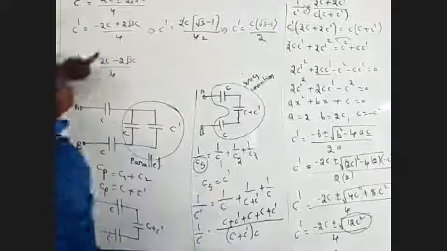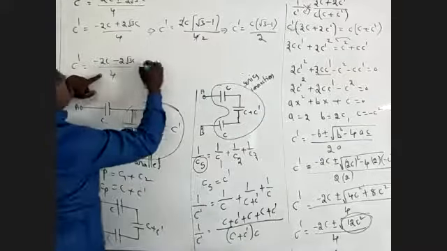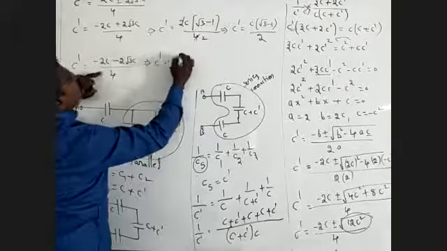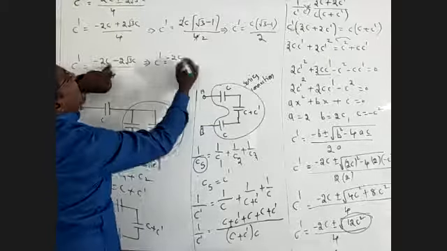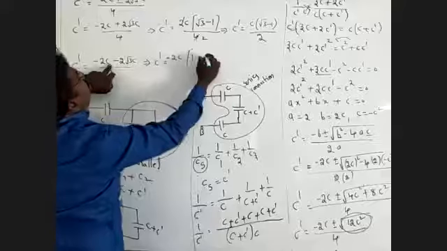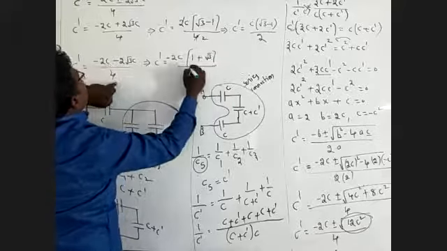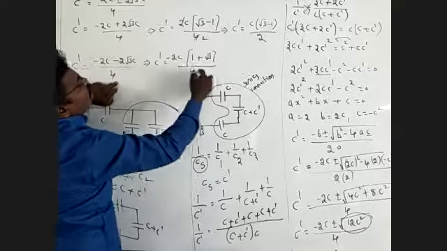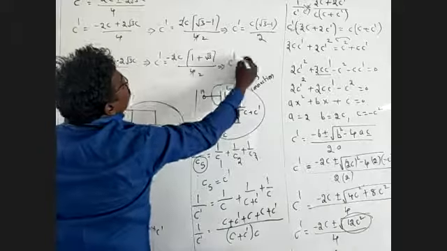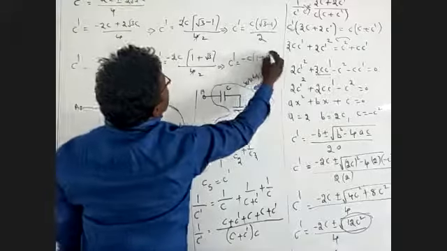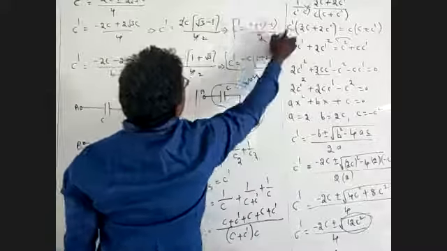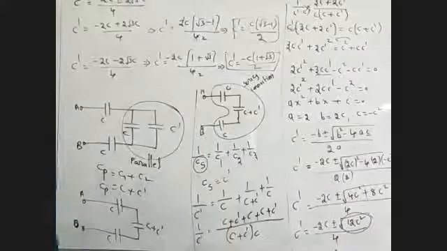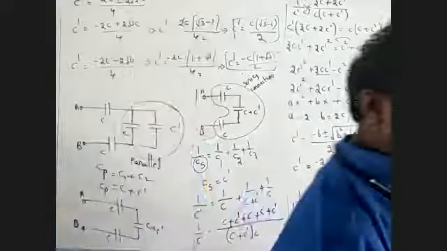This is one answer. The remaining answer: C' is equal to 2C common, minus 2C common, and plus 1 plus root 3 by 4. The 2 and 4 cancel. That is C' is equal to minus C times 1 plus root 3 by 2. This is your final answer.